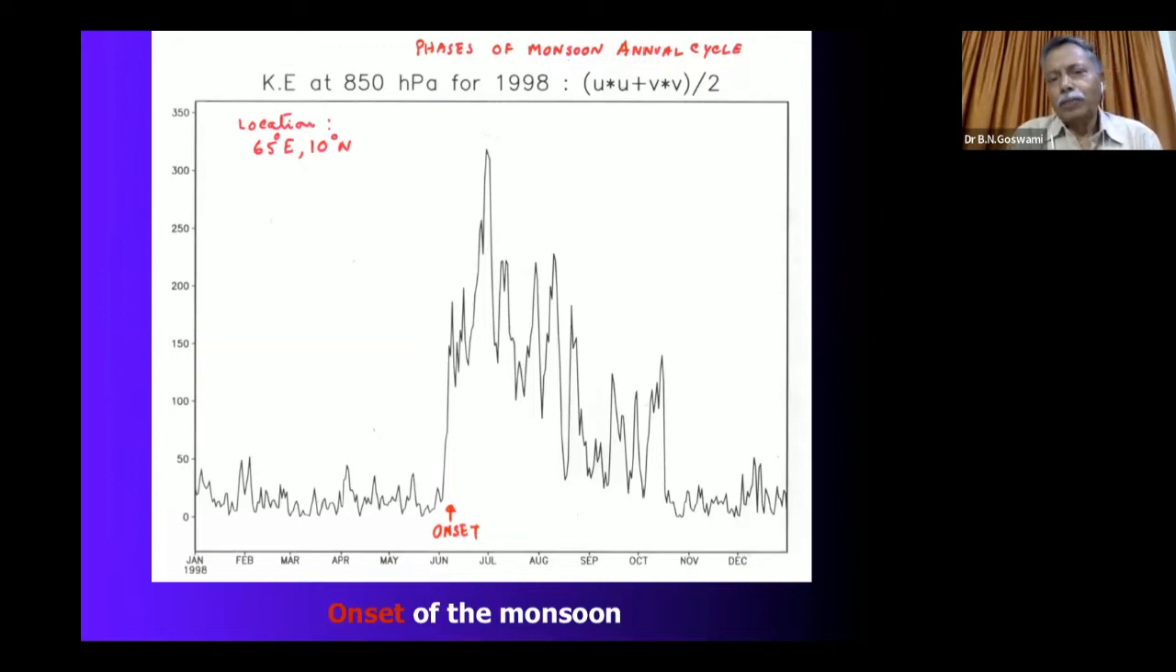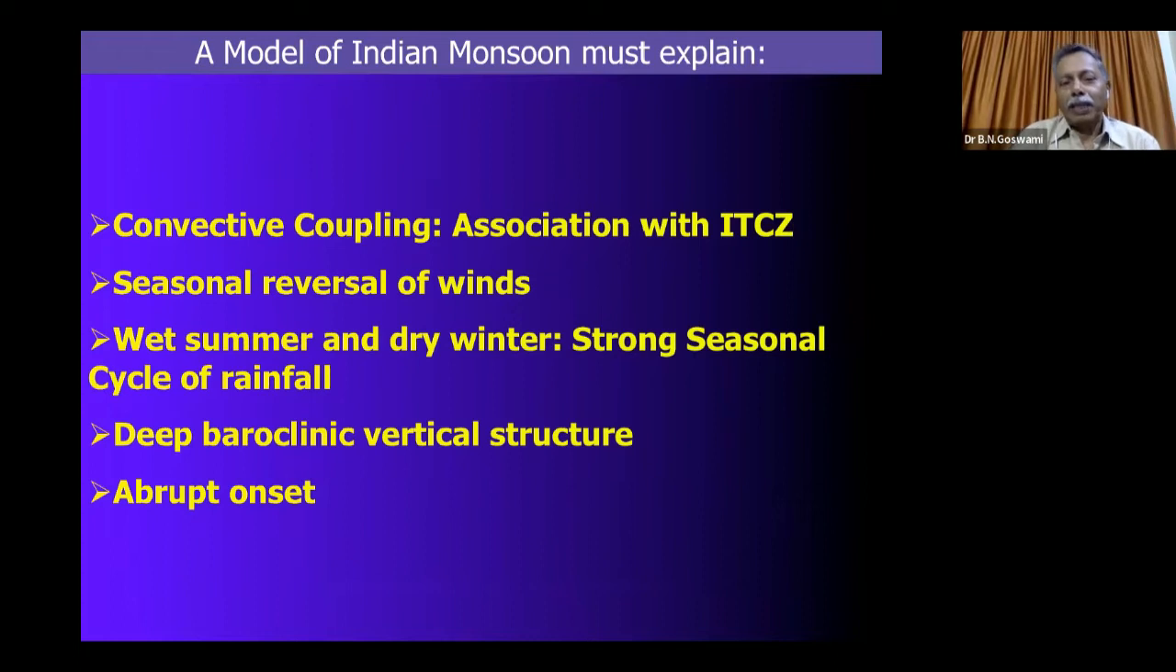And of course, the other important part of the monsoon is the onset. The onset is rather abrupt, and withdrawal is rather gradual. That abrupt onset is also one of the important features of the monsoon that we need to explain. So any model of the Indian monsoon must be based on the fact that it is a convectively coupled system. Therefore, the rainfall and the winds must be an intrinsic part of the coupled system, and the theory must be based on that assumption. And then we have to be able to explain the seasonal reversal of the winds, the wet summer and dry winter, and we must be able to explain also the deep first baroclinic vertical structure and abrupt onset. So these are the major features of the monsoon which a model must explain.